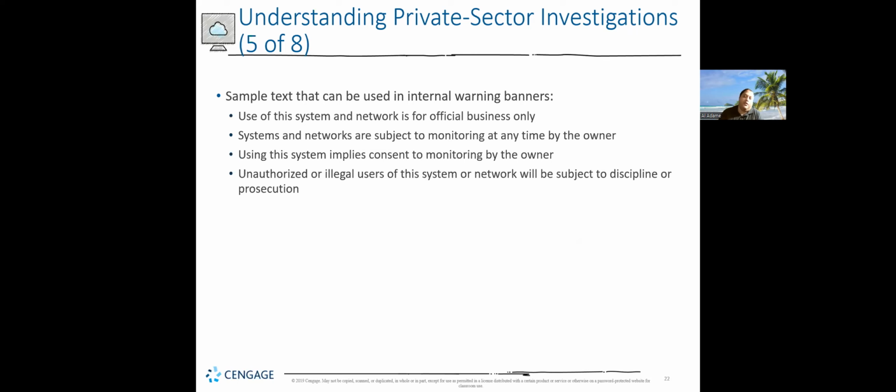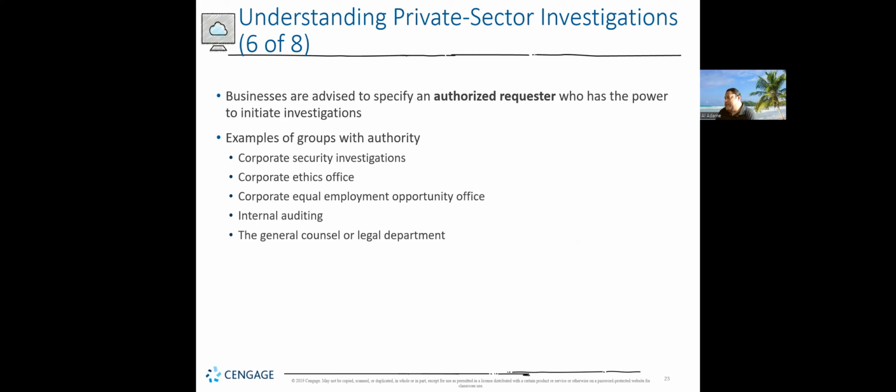That's all. So businesses are advised to specify an authorized requester who has the power to initiate investigations. Examples: group's authority or corporate security investigations, corporate ethics office, yes. If you break ethics, that's also very important. Corporate equal employment opportunity office, yes. Internal auditing, yes. The general counsel or legal department, they have those kinds of powers.